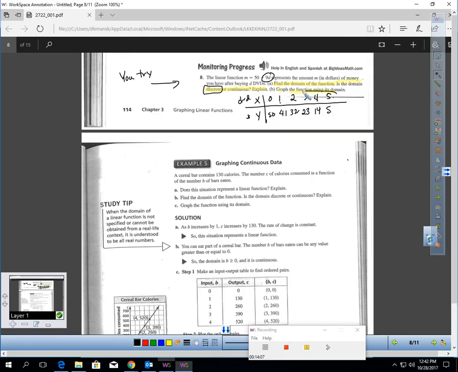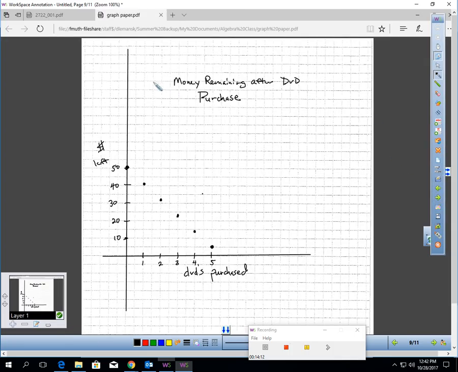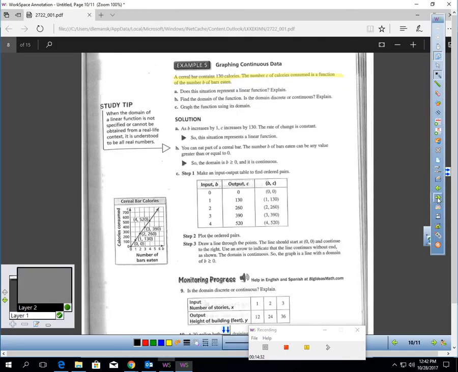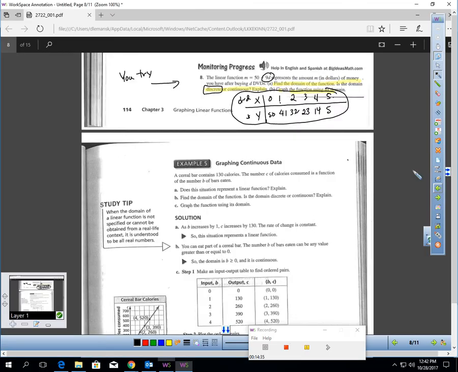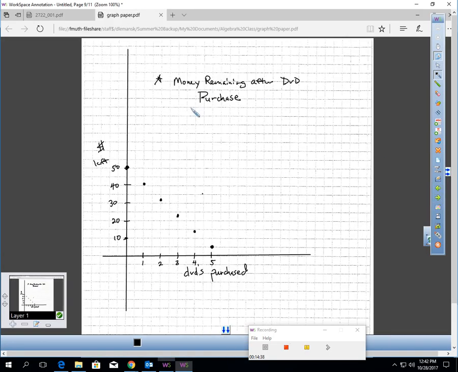So I'm going to take this data and graph it. So I made a title to my graph, money remaining after DVD purchase. My y-axis would be the amount of money I have left, and you can see my scale. My x-axis is the DVDs I purchased, and all I did is plot those points in my table. I took this table right here, and I'm plotting these individual points.